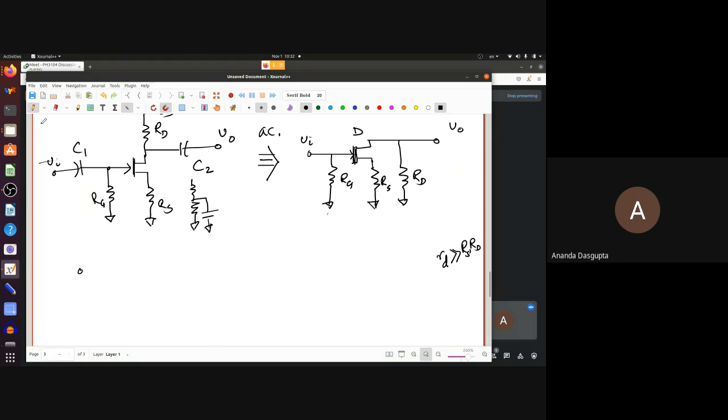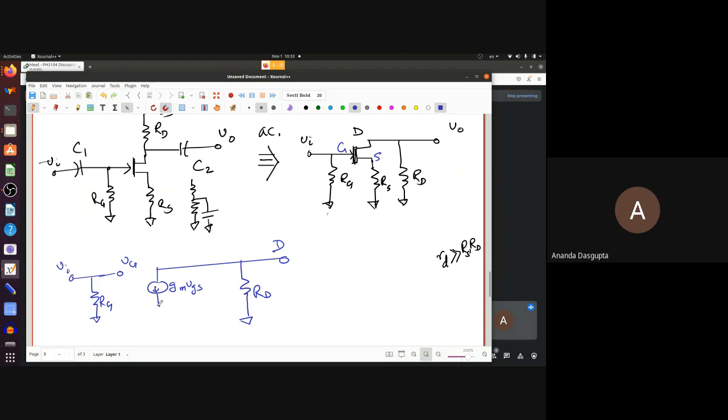So here, let me use a different colored pen just to distinguish things. Here I have VI, RG, VG. Now I'm replacing this gate, drain, source FET in between by its equivalent circuit. So what I'm going to do is put in GMVGS on this side. I'm not putting in the RD, simply because I'm assuming small rd is too big to carry any substantial current. You have capital RD here. That's your drain. Capital RD goes here.